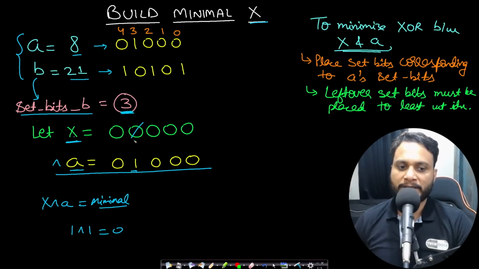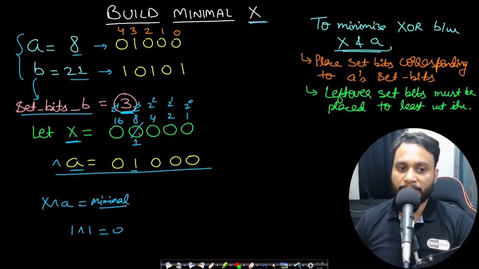Yes, I will be placing the set bit here. If you place the set bit here, you can find out the weightage 1, 2, 4, 8, 16, because the weightage is 2 to the power 0, 2 to the power 1, 2 to the power 2, 2 to the power 3 and 2 to the power 4, right? So I will be reducing the X XOR A by value 8 if I place a set bit at this weight 8, right? So that is why I will do that.